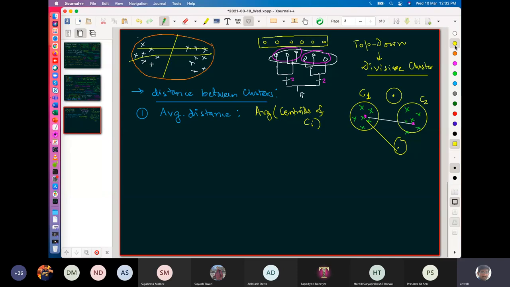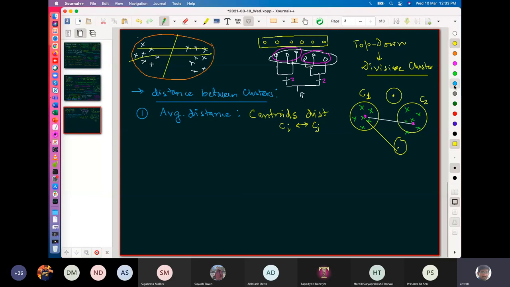Since it is a centroid and we are only discussing the distance between clusters, the average doesn't matter. It's just the centroid distance between two clusters. So the centroid forms the average within a cluster. Centroid's distance, Ci to Cj.